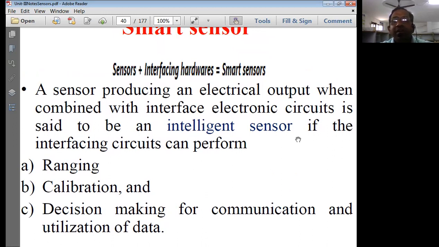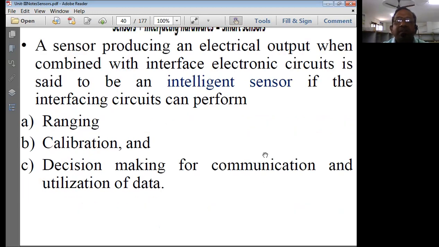So how can we define an intelligent sensor or smart sensor? A smart sensor is a sensor which produces an electrical output when it is combined with interfacing electronic circuits. As I was telling you, you have to add some extra interfacing hardware circuit to the primary sensor to produce an electrical output. That is what is called a smart sensor. So a smart sensor comes up like a circuit, like a system in general.